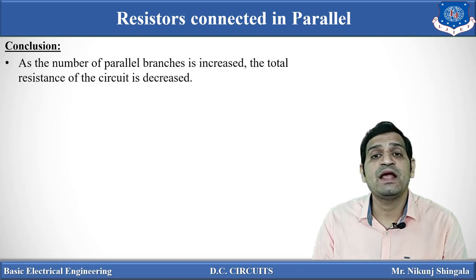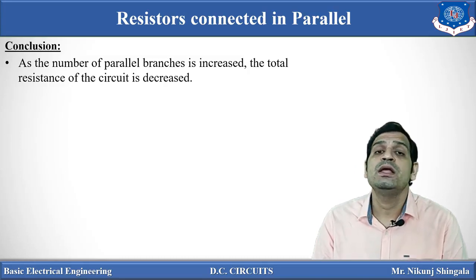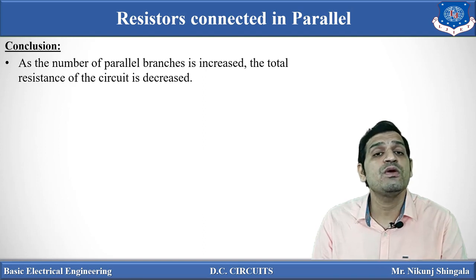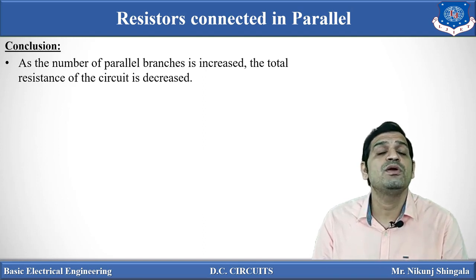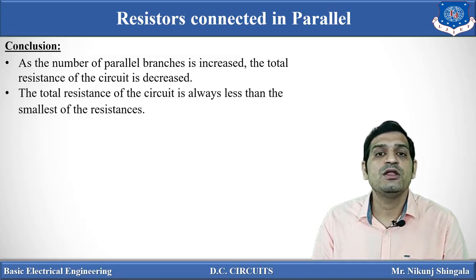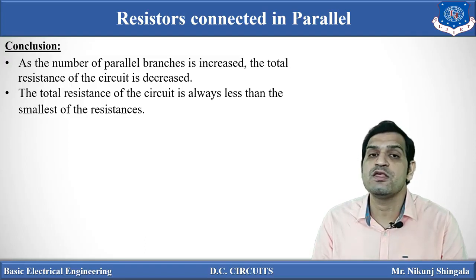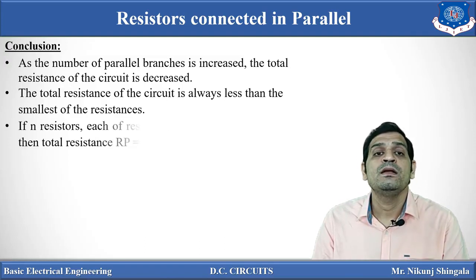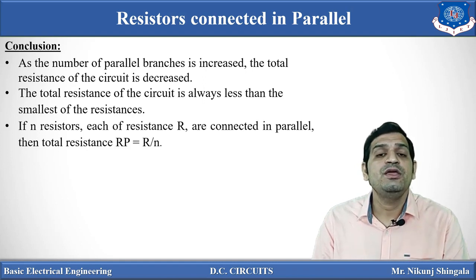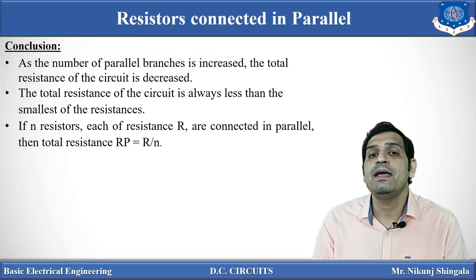Now, as the number of parallel branches increases, the total resistance of the circuit decreases, because 1 upon Rt is equal to 1 upon R1 plus 1 upon R2 plus 1 upon R3. So as the number of branches increases, total equivalent resistance decreases. But in the case of series connected resistances, if the number of resistances increases, then equivalent resistance also increases. The total resistance of the circuit is always less than the smallest resistance. If there are n resistances, each of value R, connected in parallel, then total resistance is given by Rp is equal to R divided by N.